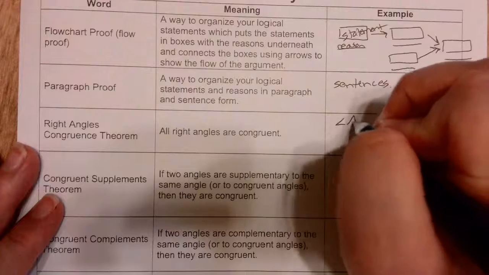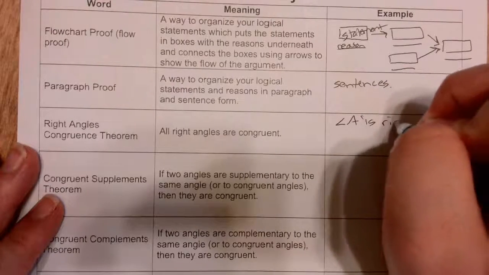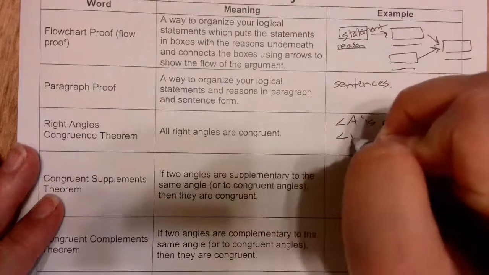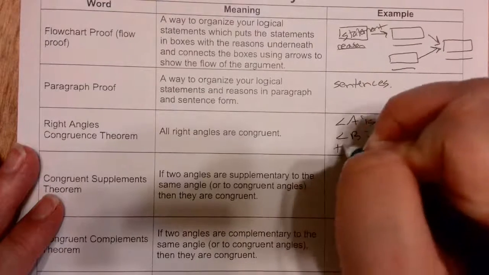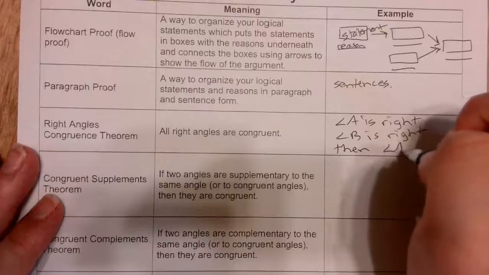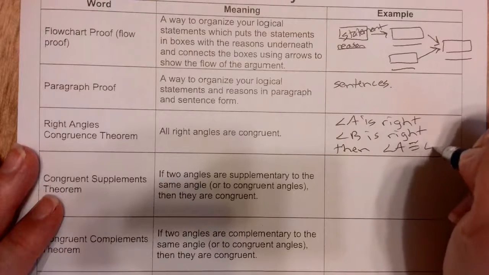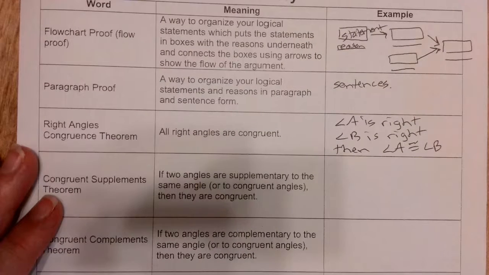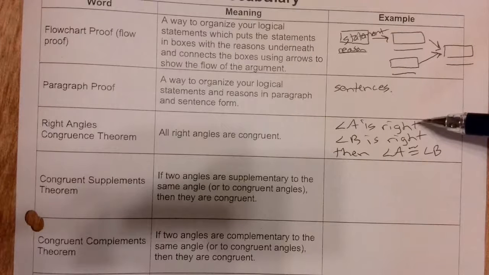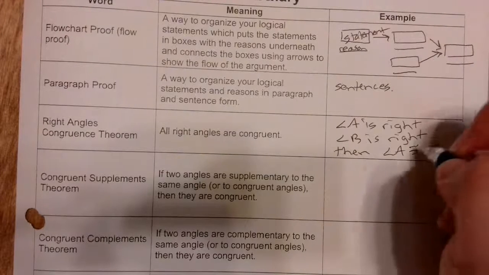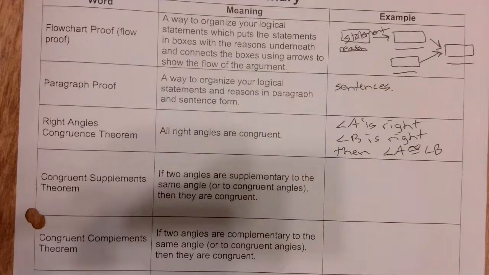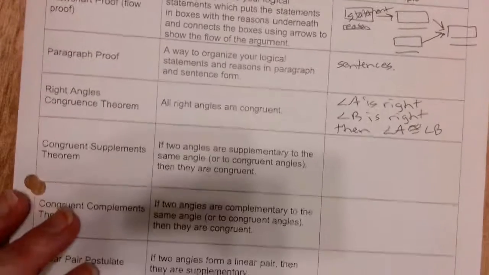So if angle A is right and angle B is right, then angle A is congruent to angle B. Right? Because right means that it's 90 degrees. So if angle A is right, then it's 90 degrees. So B is right. That means it's 90 degrees. They're both 90 degrees. So that means they're congruent. Saves a couple of steps for you in a proof.